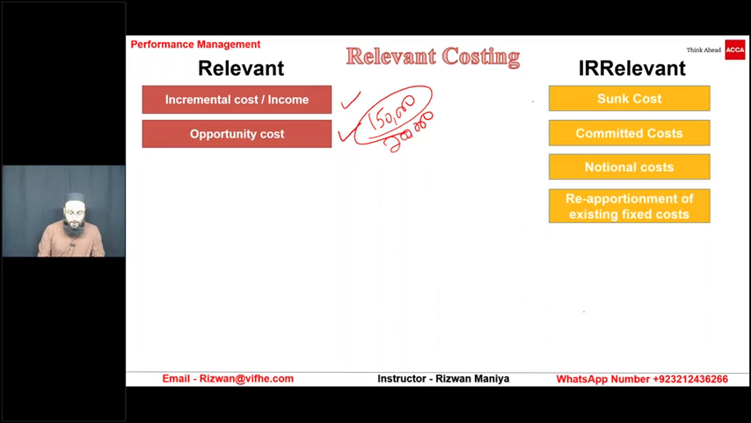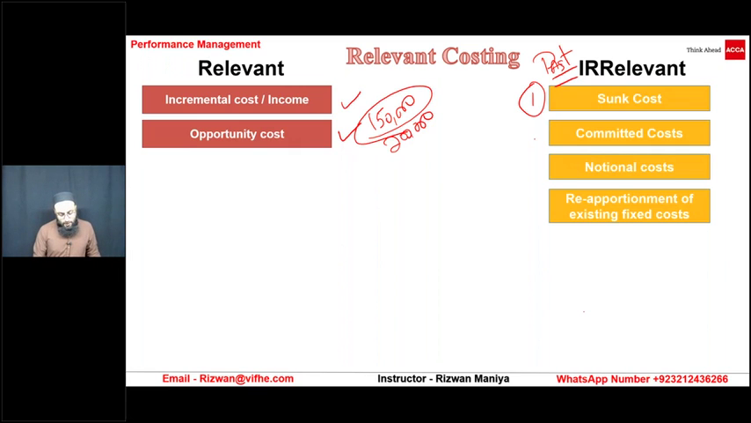Now, a cost that will be classified as an irrelevant cost: if it is a sunk cost. You all know what a sunk cost is. A sunk cost is a past cost, which means it has already been incurred in the past. So at the time of taking the decision, that cost has already been incurred, so it will not be a relevant cost.